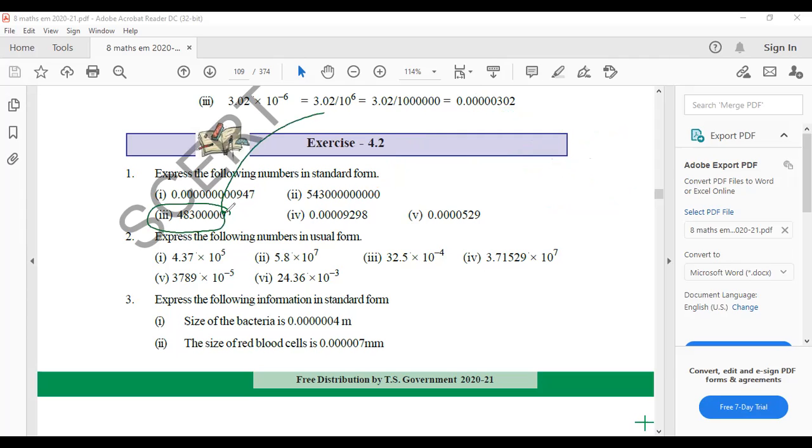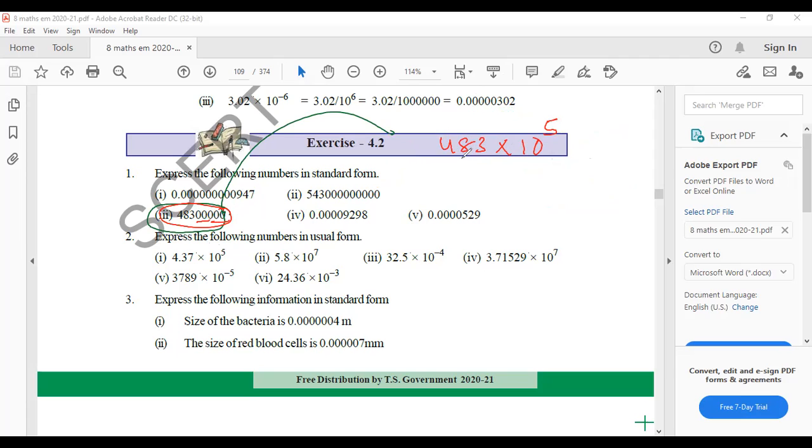Try to tell me the answer now, looking at the question. 483 into 10 to the power of how many zeros are there? 5 zeros are there. 10 power 5, we can say that. Or else, if you want to write it with a point, also nothing wrong in that.